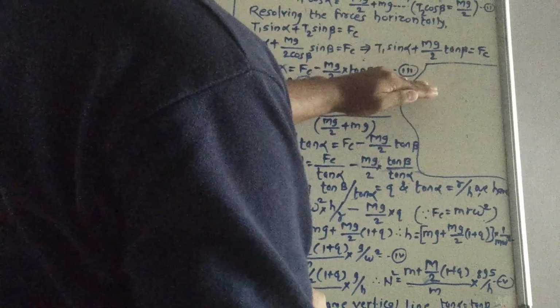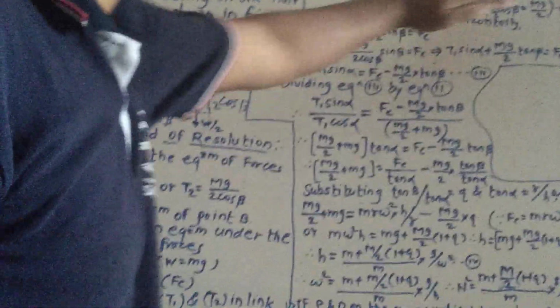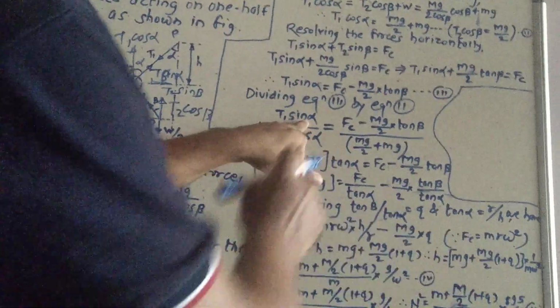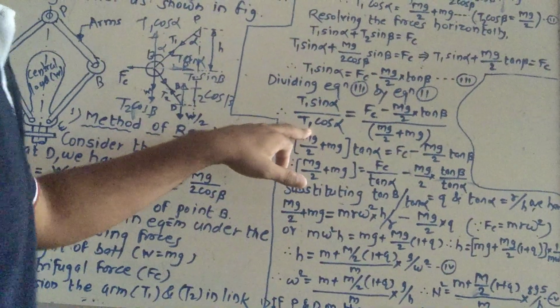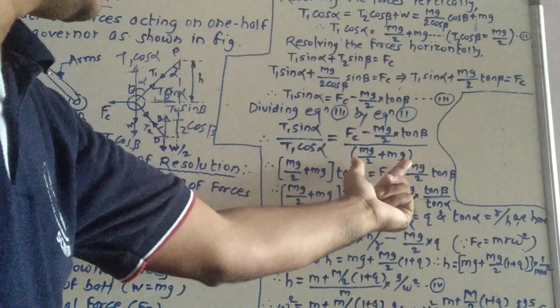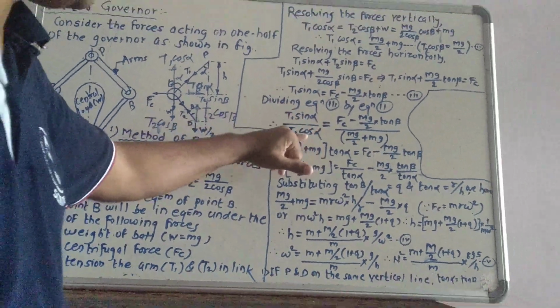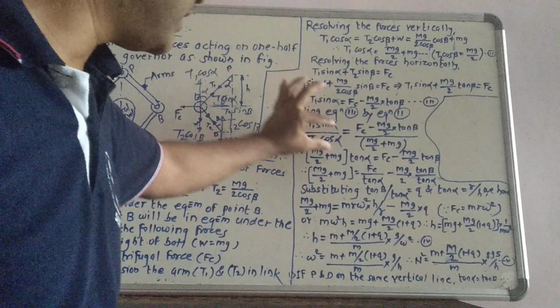So equation number 3 for this one. Now dividing equation number 3 by equation number 2. So T1 sine of alpha equals to this term will come here, and next one T1 cos of alpha is nothing but whatever the term towards the right side, just simply write here. So T1 gets cancelled. Sine of alpha divided by cos of alpha is nothing but the tan of alpha.